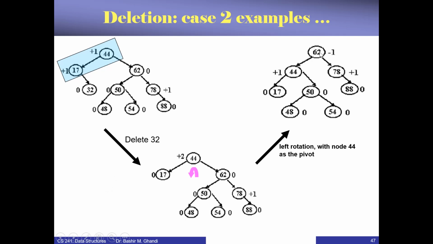You can see 62 is your new root. 44 is its new left child. The former left child of 62, which is 50, is now the right of 44. This is a single left rotation. Okay, so this is how to do deletion in this case.